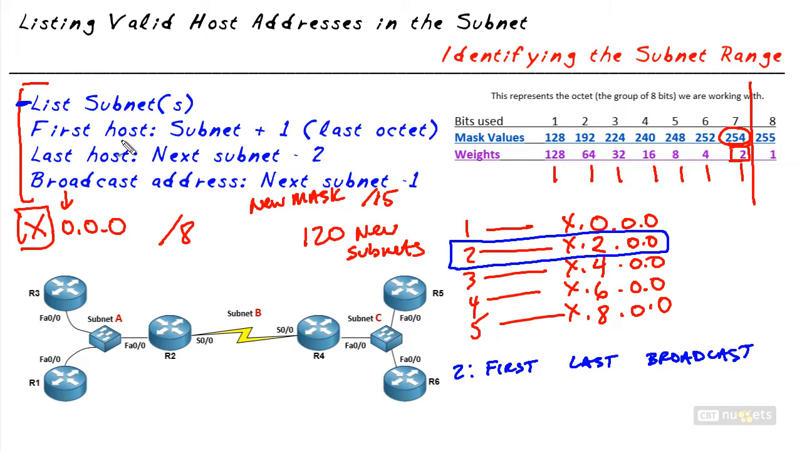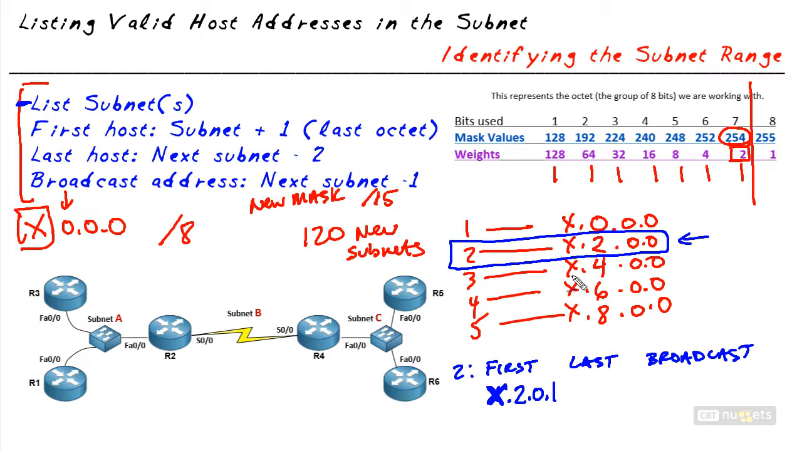For the first host for subnet 2, it's going to be 1 more than the actual subnet value itself. So the first host is going to be x.2.0.1. And that's the first valid IP address on subnet 2. Now the last valid IP address is going to be the next subnet -2. And the broadcast is going to be the next subnet -1. Whichever one you want to do first, you absolutely can. So let's do the last address.